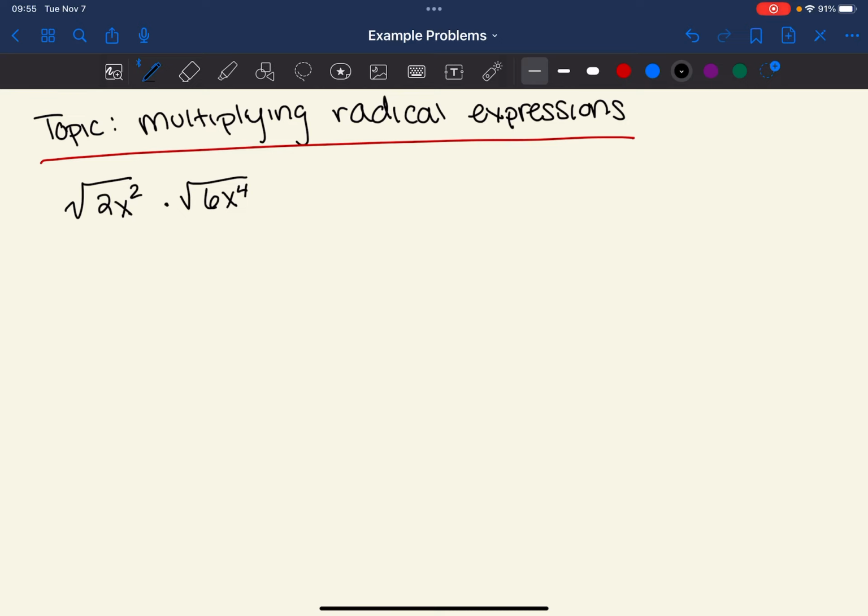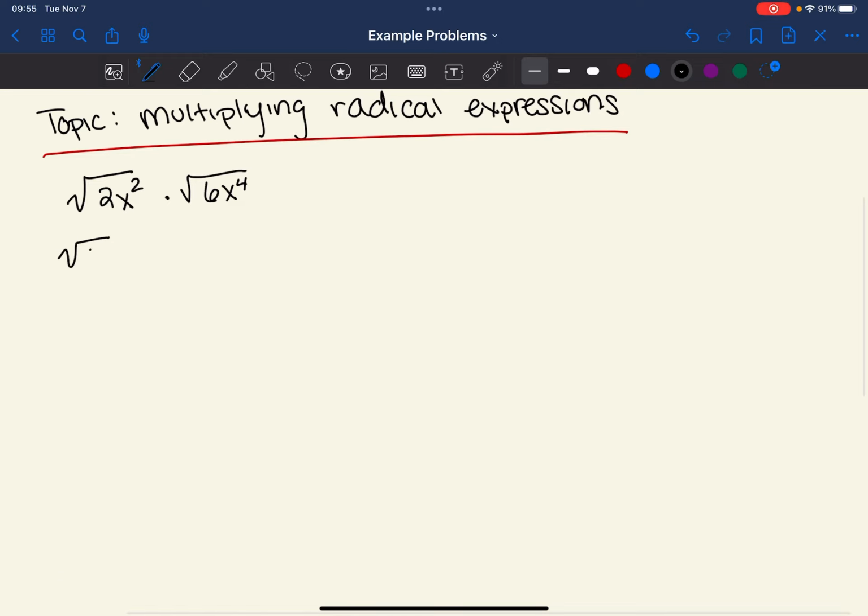So for example, square root of 2x squared becomes the square root of 2 times the square root of x squared, and the square root of 6x to the fourth becomes the square root of 6 and the square root of x to the fourth. Okay. Now we can simplify them.